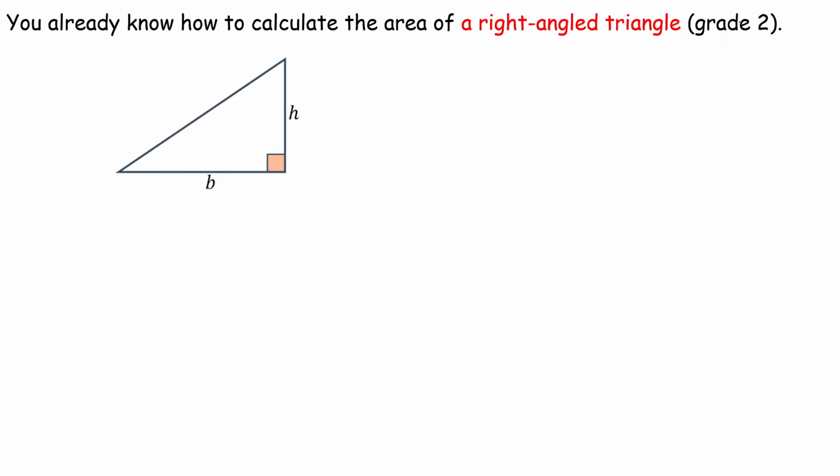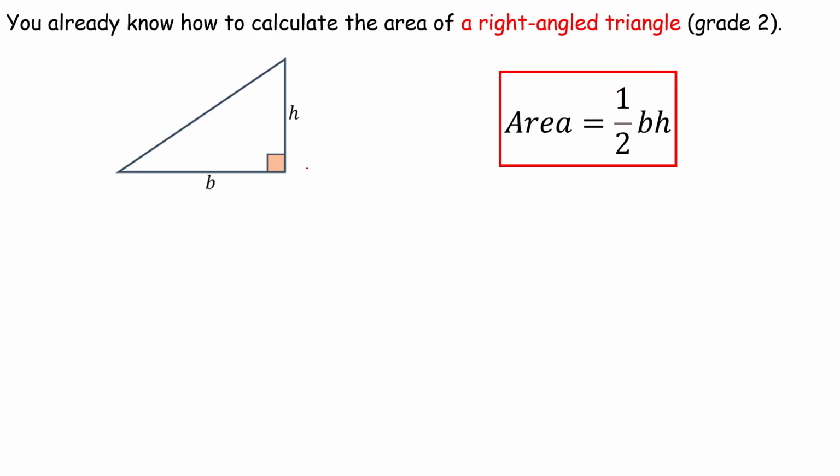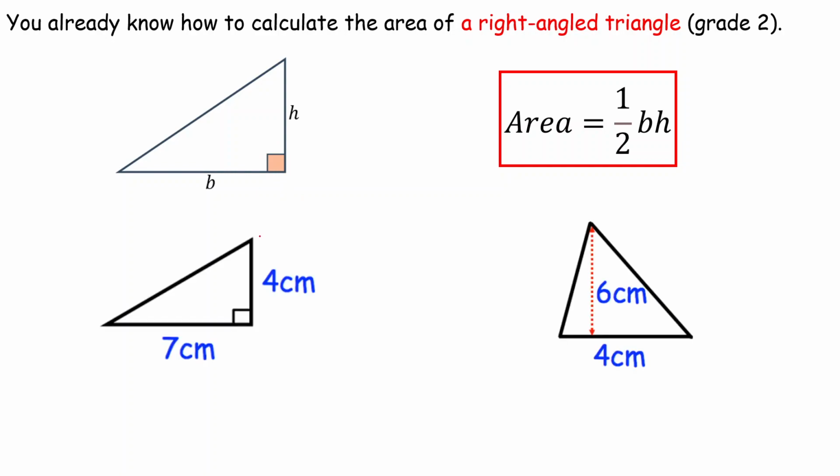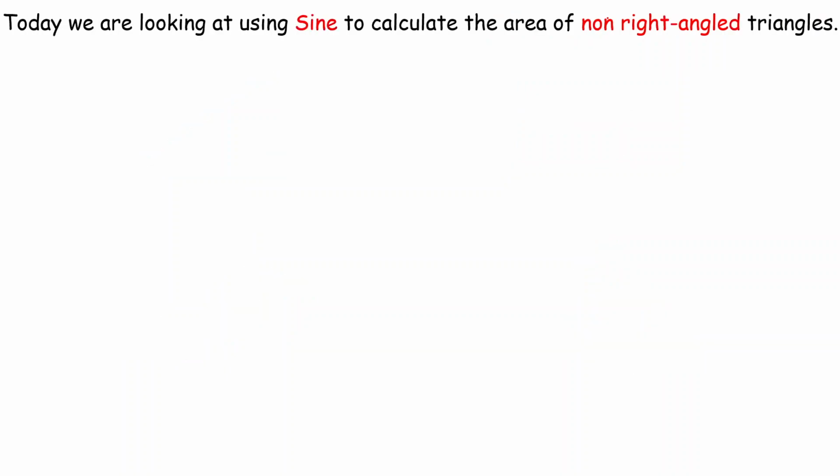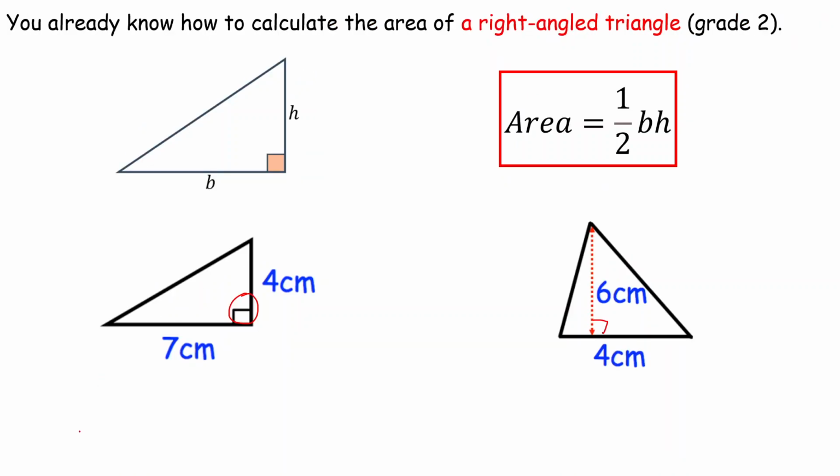So if I gave you a triangle with a right angle like this, hopefully we know that the area of that is going to be half times the base times the height, and we can use that because we've got a right angle here. So for example, if we're given these two triangles here, because they both have a right angle, we can just go and use the formula.